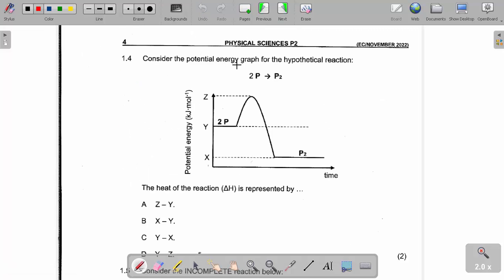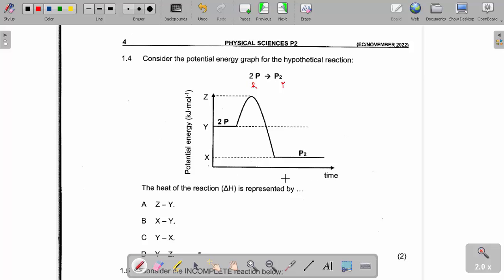Consider the potential energy graph for the hypothetical reaction 2P to give us P2. 2P is our reactant, so we have the reactant here, then giving us the products. Now the question says that the heat of the reaction, delta H, is represented by... On this side we have the heat, which is potential energy in kilojoules per mole.